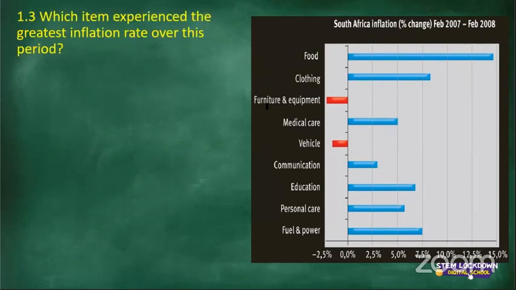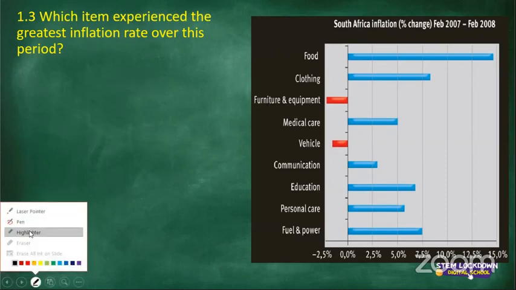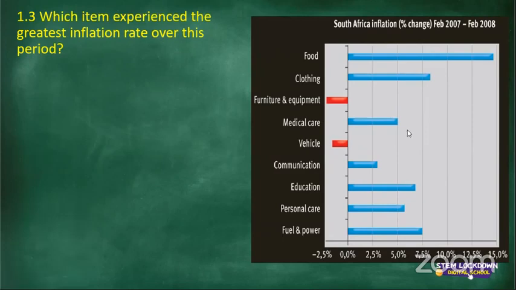Which item experienced the greatest inflation rate over this period? Which item? Guys, when we read the graph, it's quite quick. So let's try and be quick to respond, especially when it's graph questions, so that we can cover a lot more things in the session. Yes, thank you, guys. It's the food. Food here is the one that has shown the greatest inflation rate over this period.